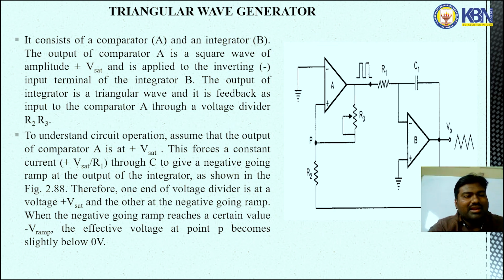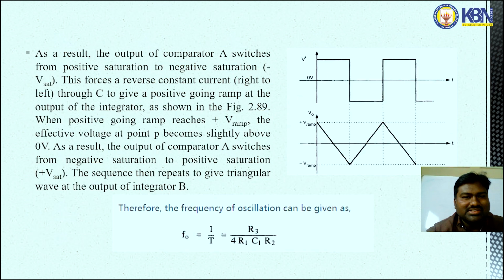When the negative going ramp reaches a certain value of minus Vramp, the effective voltage at point P becomes slightly below 0 volts, that we get negative feedback, which is compared with the value of 0 volts. As a result, the output of comparator A switches from positive saturation to negative saturation, that means plus Vsat to minus Vsat. This forces a reverse constant current through the capacitance to give the positive going ramp at the output of the integrator. The waveform is represented as shown in the figure.